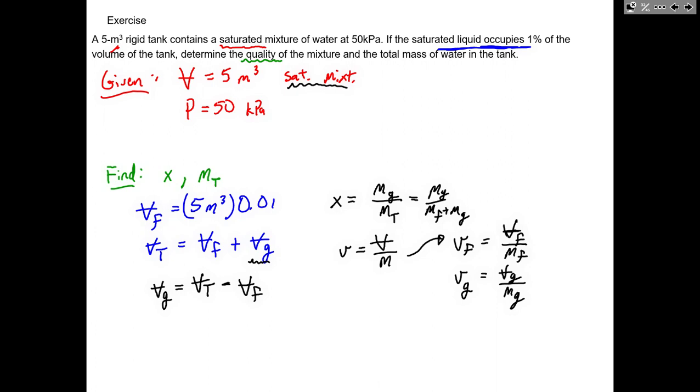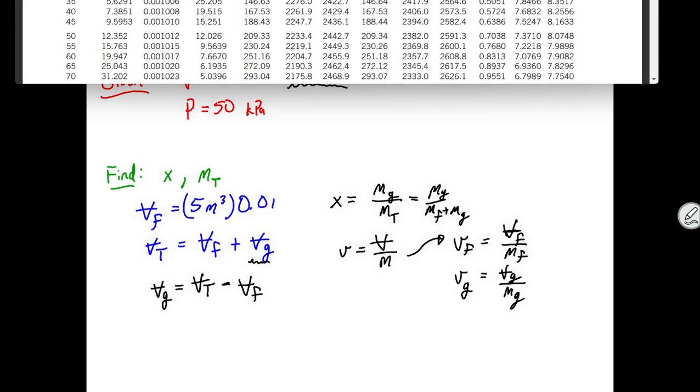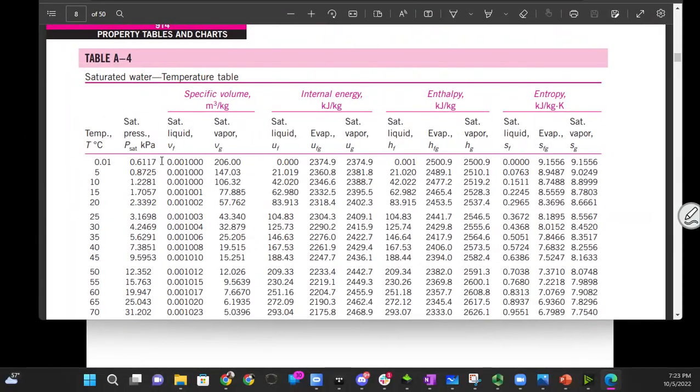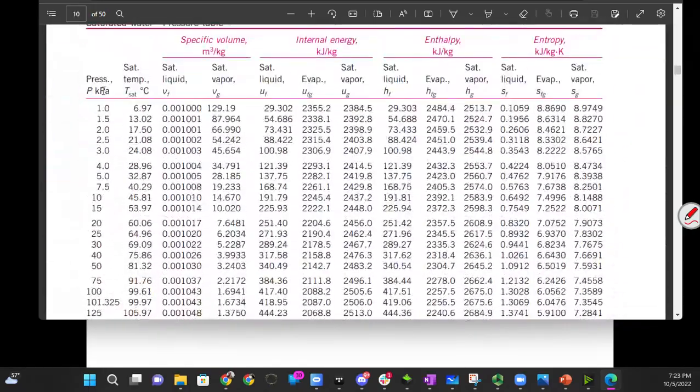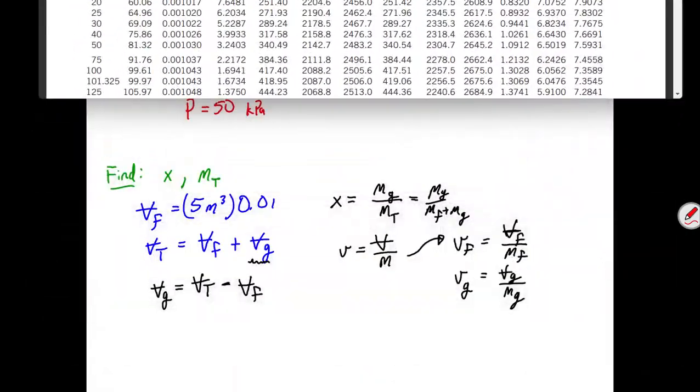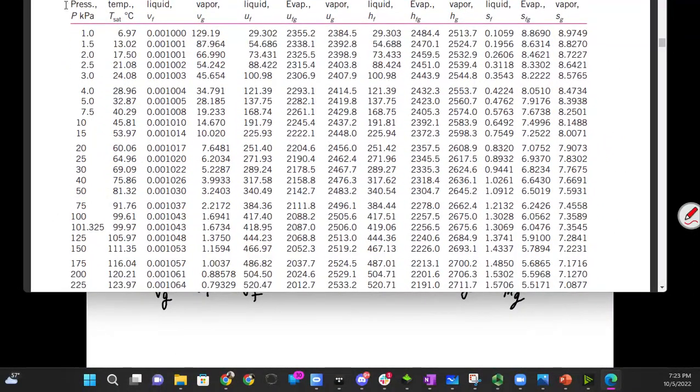And we're going to poke in the back to those tables. Let me bring those tables up. Here are my tables. So I'm in A4, which tells me temperature, and let's see what we have. So I don't want to look at this in terms of temperature. Let's scroll down. Let's look at it in terms of pressure. So we're looking at 50 kilopascals. Make sure that our units match up, kilopascals, 50. There we are. So I'm looking right here.